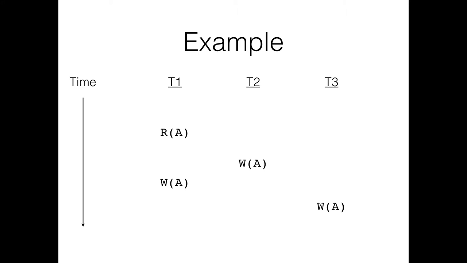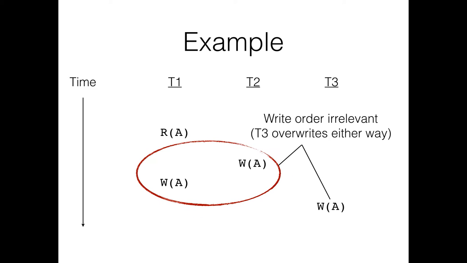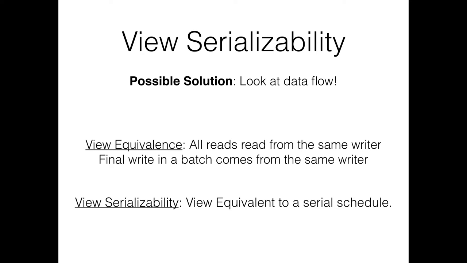But because transaction three comes along and performs a write of its own, we've essentially hidden the fact that transaction two performed this out of order write. Transaction three basically obscures everything that transaction two did. In other words, the order of those two operations is irrelevant because it gets completely overwritten anyway. And so this got us to this notion of view serializability. Two schedules are view equivalent if all of the reads come from the same place and all of the writes go to the same place, or are completely hidden.